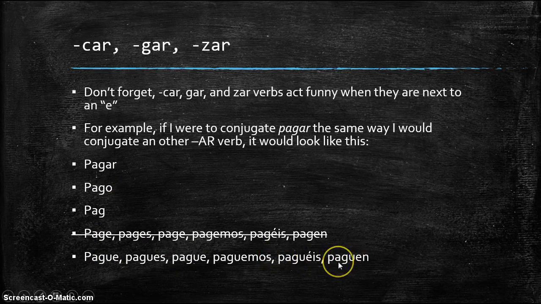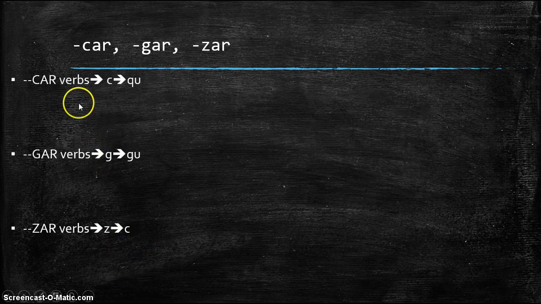The same thing happened in the commands, and it also happened in the yo form of the preterite tense. So you hopefully are starting to get the picture. When there's an E and a G involved, it gets tricky. Same thing, when there's a C, we have to change it to a QU, and a Z changes to a C.